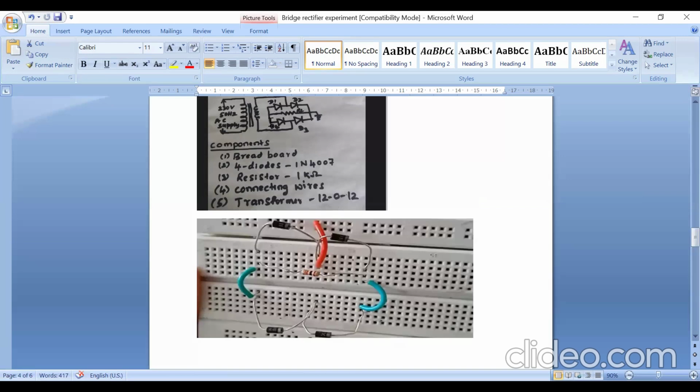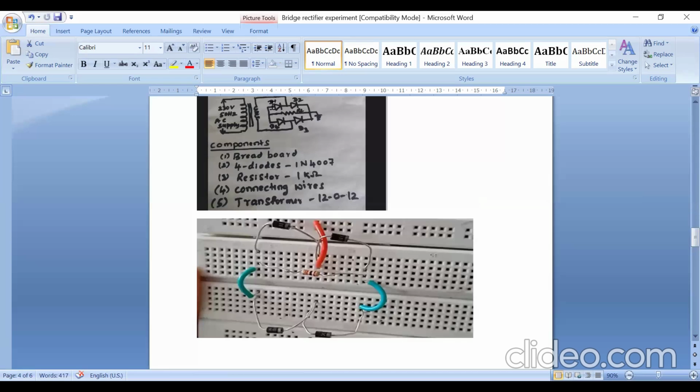But we need both anodes to be connected together. Take one small wire. This is the anode of D4, and this is the anode of D1. From here to here, you make one connection. So the anode of D1 and the anode of D4 are both connected to each other. Similarly, the cathode of D2 is here and the cathode of D3 is here. Take one small wire and connect between this point and this point. It means the cathode of D2 and the cathode of D3 are connected to each other.